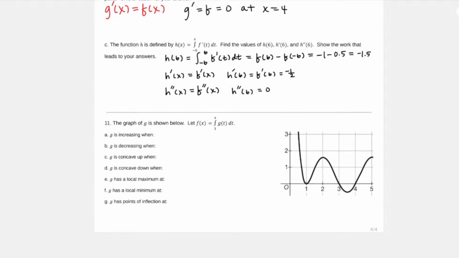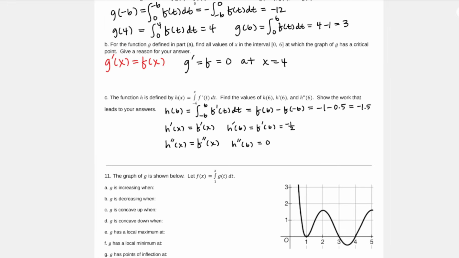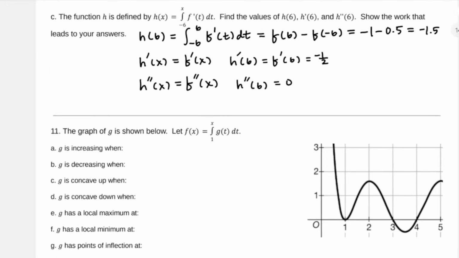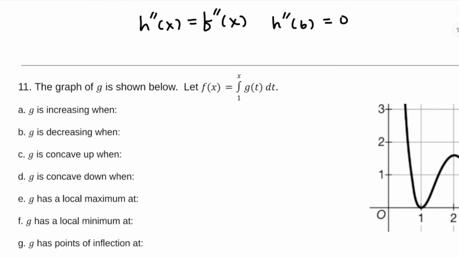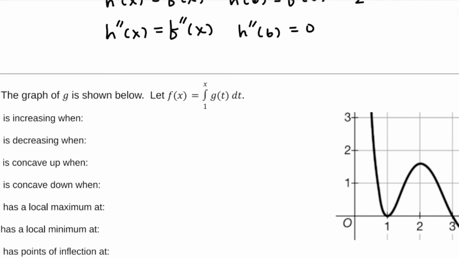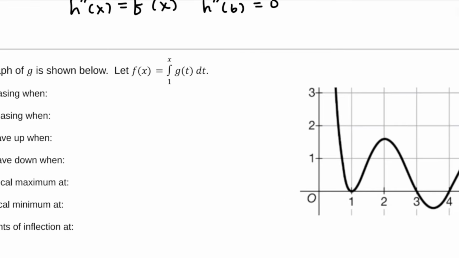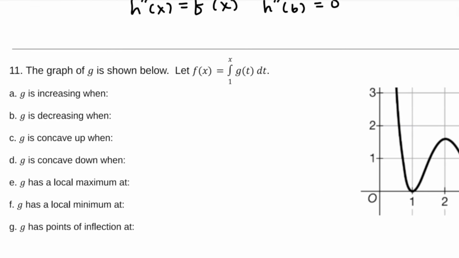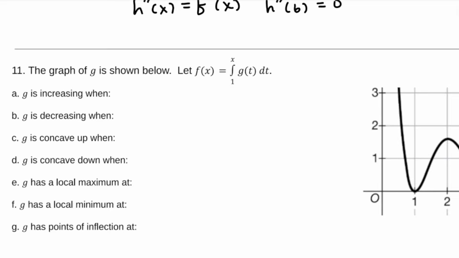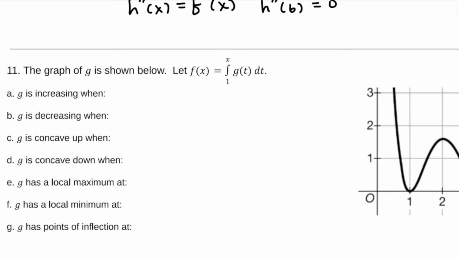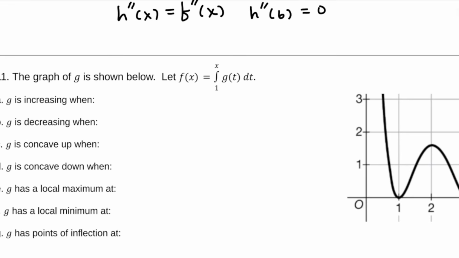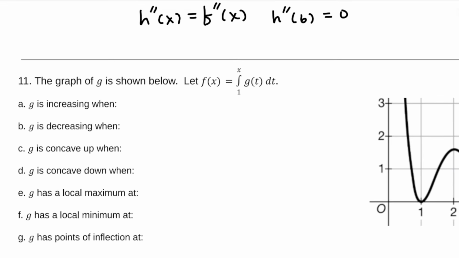Okay, now the last problem we've got is, let's kind of just put all of the pieces on the table: increasing, decreasing, concave up, concave down, maximum, minimum, point of inflection. Okay, so f of x is the integral from 1 to x of g of t dt. I think what I'm going to do is give a reason for each answer, and if you do not want to squeeze all of that in, that would be understandable. Okay, so g is increasing, and we're looking for when. Oh, that's silly. Those want to be f's.